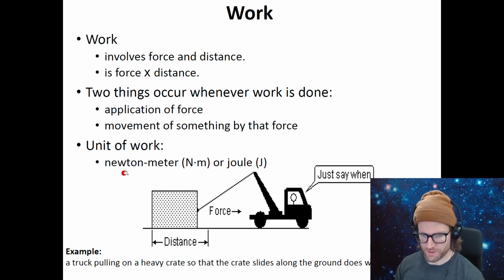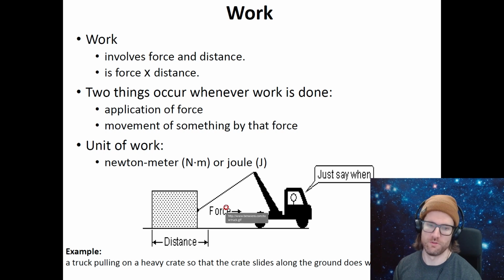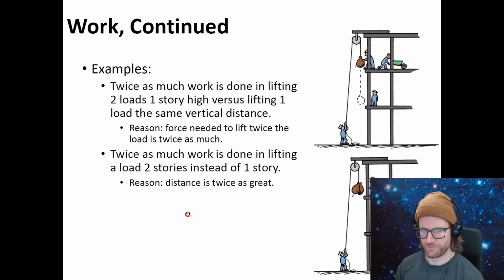The unit of work is a Newton times a meter, because that's force times a distance, and that is called a joule. So a Newton meter is a joule. If you have a tow truck pulling a box along a certain distance, that force times distance will be the work that the tow truck does on the box.